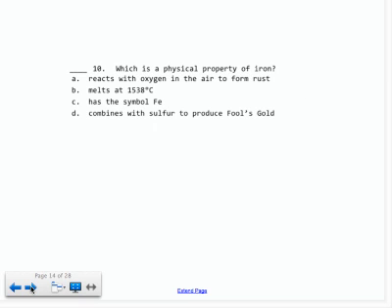Which of the following is a physical property of iron? Physical property is something that you can measure without altering the composition of the substance. Reacting with oxygen would change the substance. Melting iron at 1538 degrees Celsius does not change the composition of the iron, it just changes its state. So that would be the physical property here. The symbol is not a property, and combining with sulfur is another chemical property.